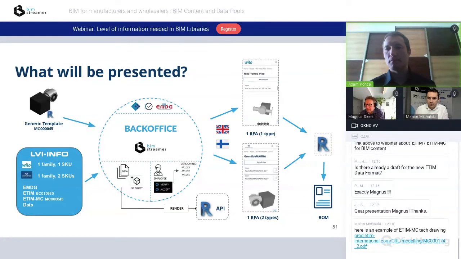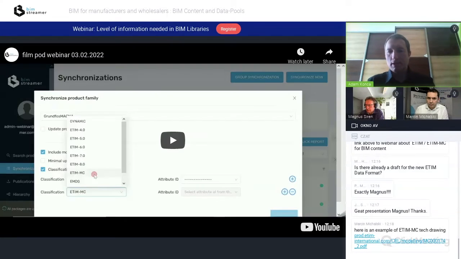based on the products injected into the Revit project. And the table will also contain some configured additional information taken from the data pool, like ETIM and EMDG attributes. Let's play the movie. Okay, Magnus, so the stage is yours.